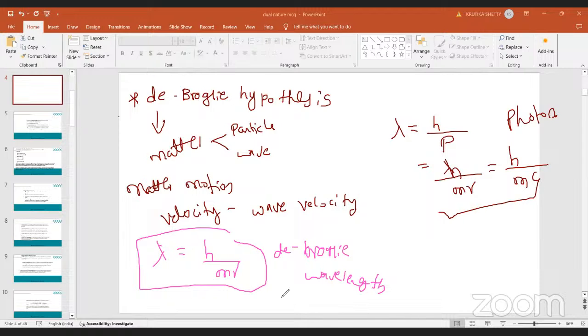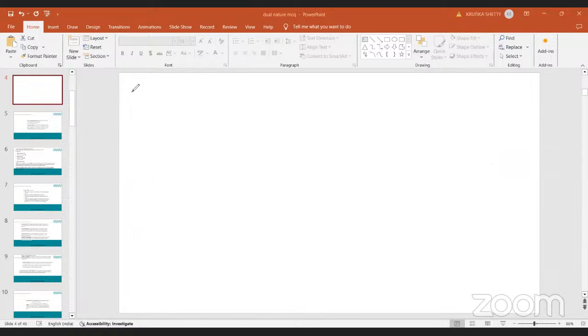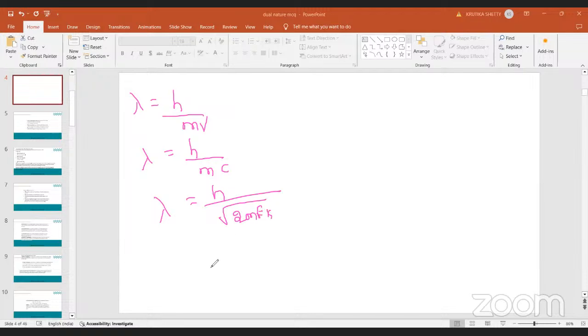So the new formula in this chapter now. Till now we discussed only Planck's constant, kinetic energy, work function formula, Einstein's relation. Now the de Broglie wavelength is given by h upon m into v, or lambda is equal to h upon m into c. Now we can also write lambda in terms of kinetic energy. It is h divided by under root of 2 m into Ek, where Ek is the kinetic energy and m is the mass.